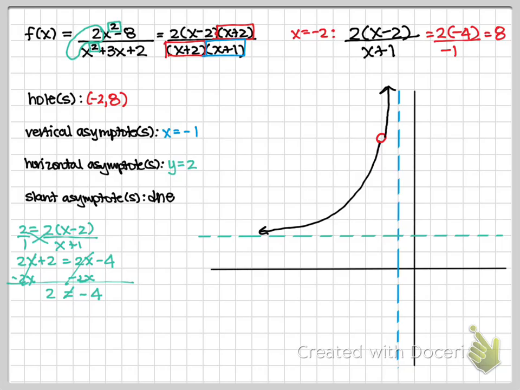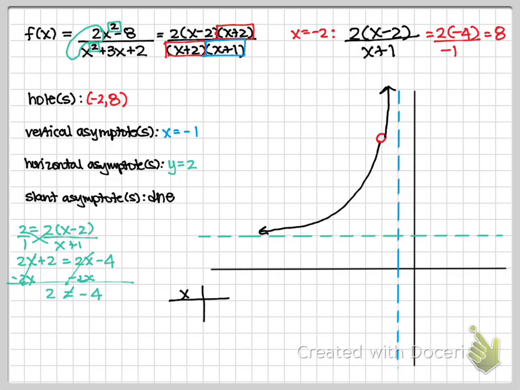Okay, now I don't know what's happening over here. I don't know if it's up here or if it's down here. But one of the other things you could do that we haven't done yet is you can actually just find like an x-intercept or a y-intercept. So let's see if we plug in x equals 0, what happens.